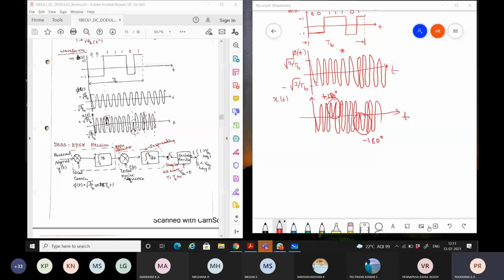Now, based on what parameters will we decide the performance of this direct sequence spread spectrum? So, let us discuss the performance of the direct sequence spread spectrum system. The first performance parameter is the processing gain.